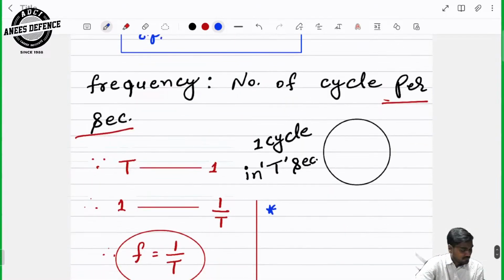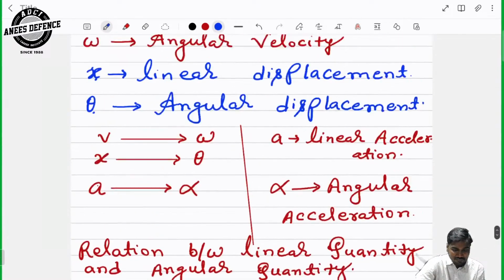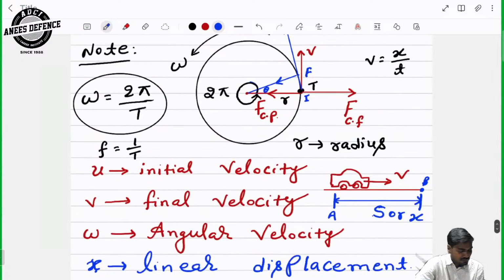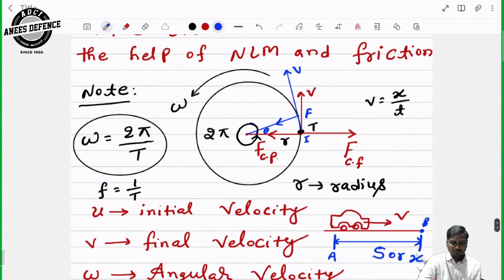Sir, can I get the PDF file? No, for this velocity? Okay, no problem.